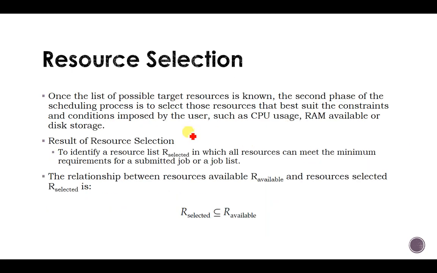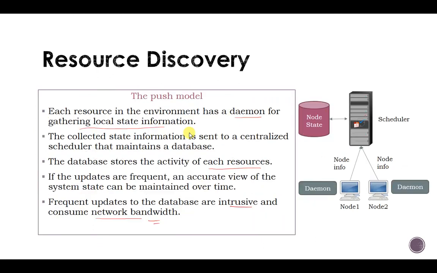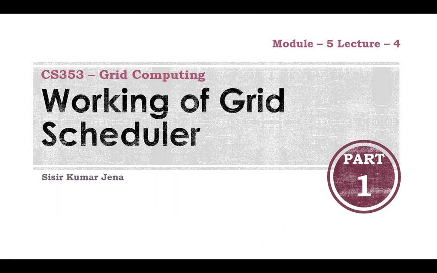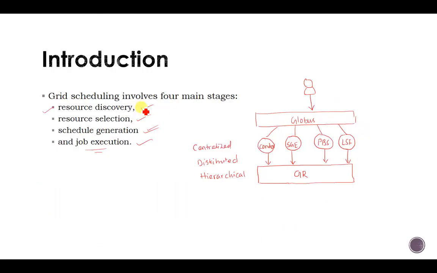Okay, as I have already told you, we are going to discuss four different things. One is resource discovery. Then we are going to discuss resource selection. So in this talk, part 1 will consist of resource discovery and resource selection, and we have already covered the resource discovery process, that is the push model and pull model. So that we have already discussed. Now let us go for the resource selection part.